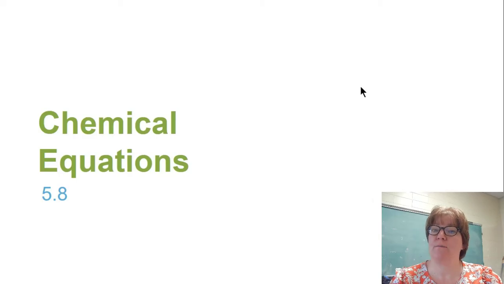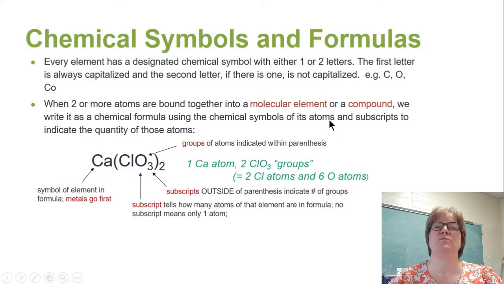So what are chemical equations? Well, it's really just a nomenclature system. It's just a way for us to symbolically represent what's going on. So we have chemical symbols and chemical formulas before we can get to chemical equations.